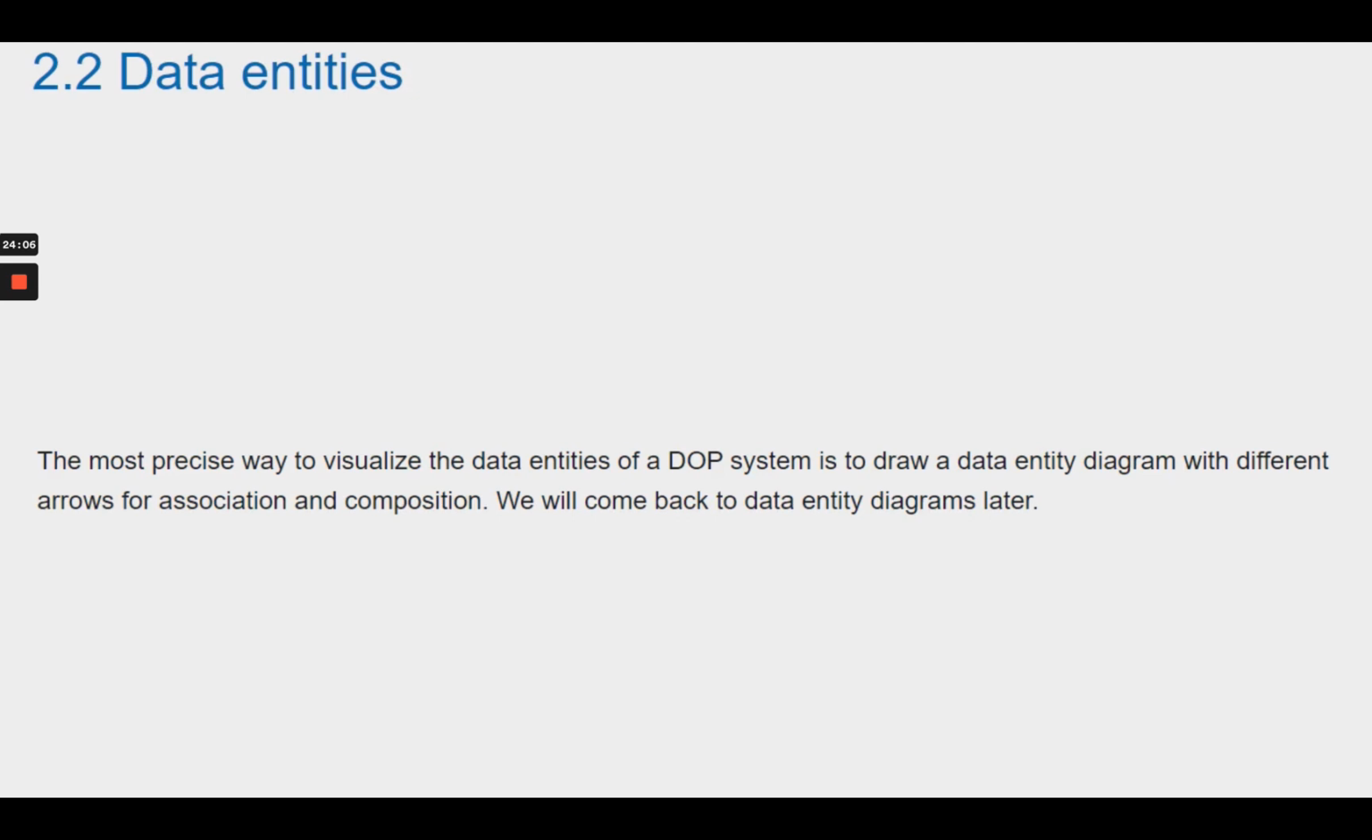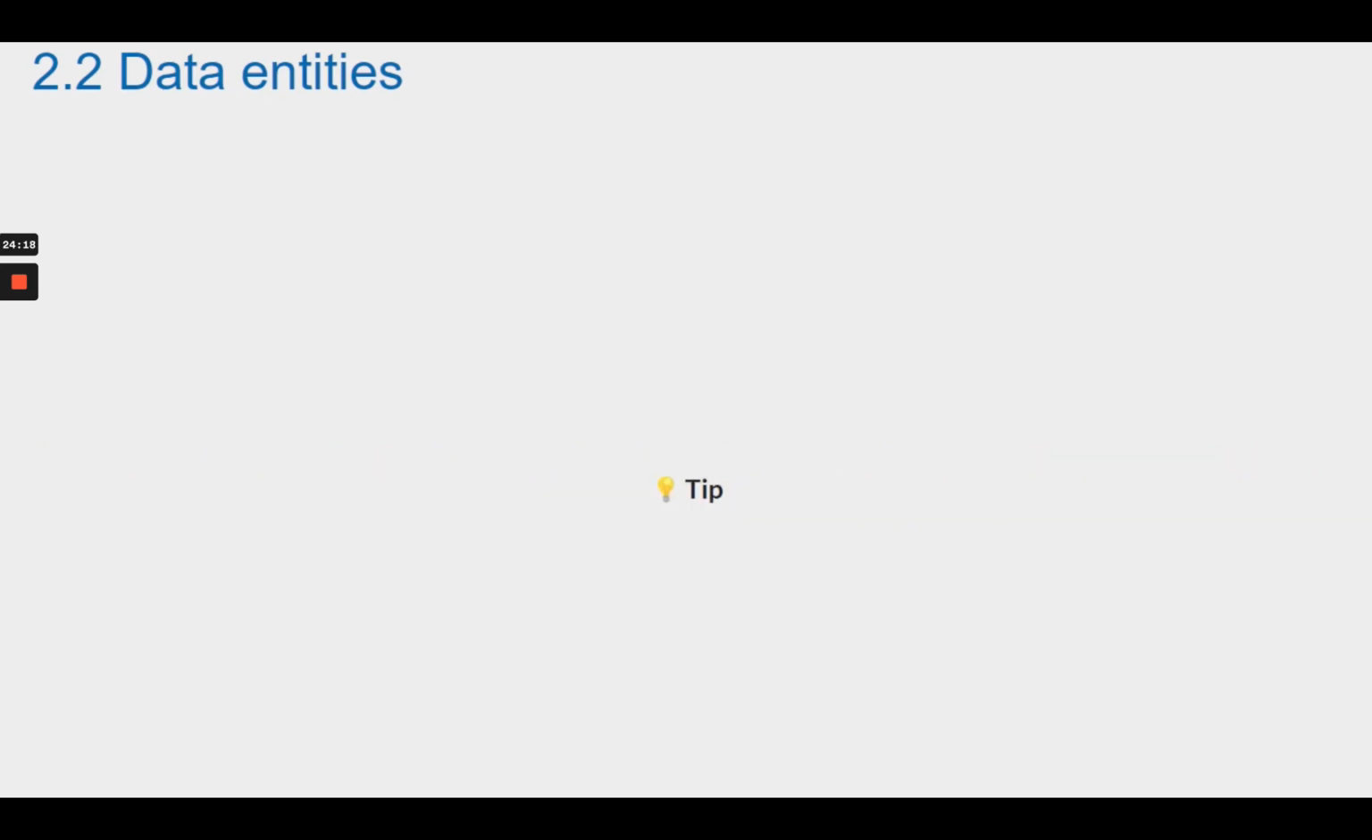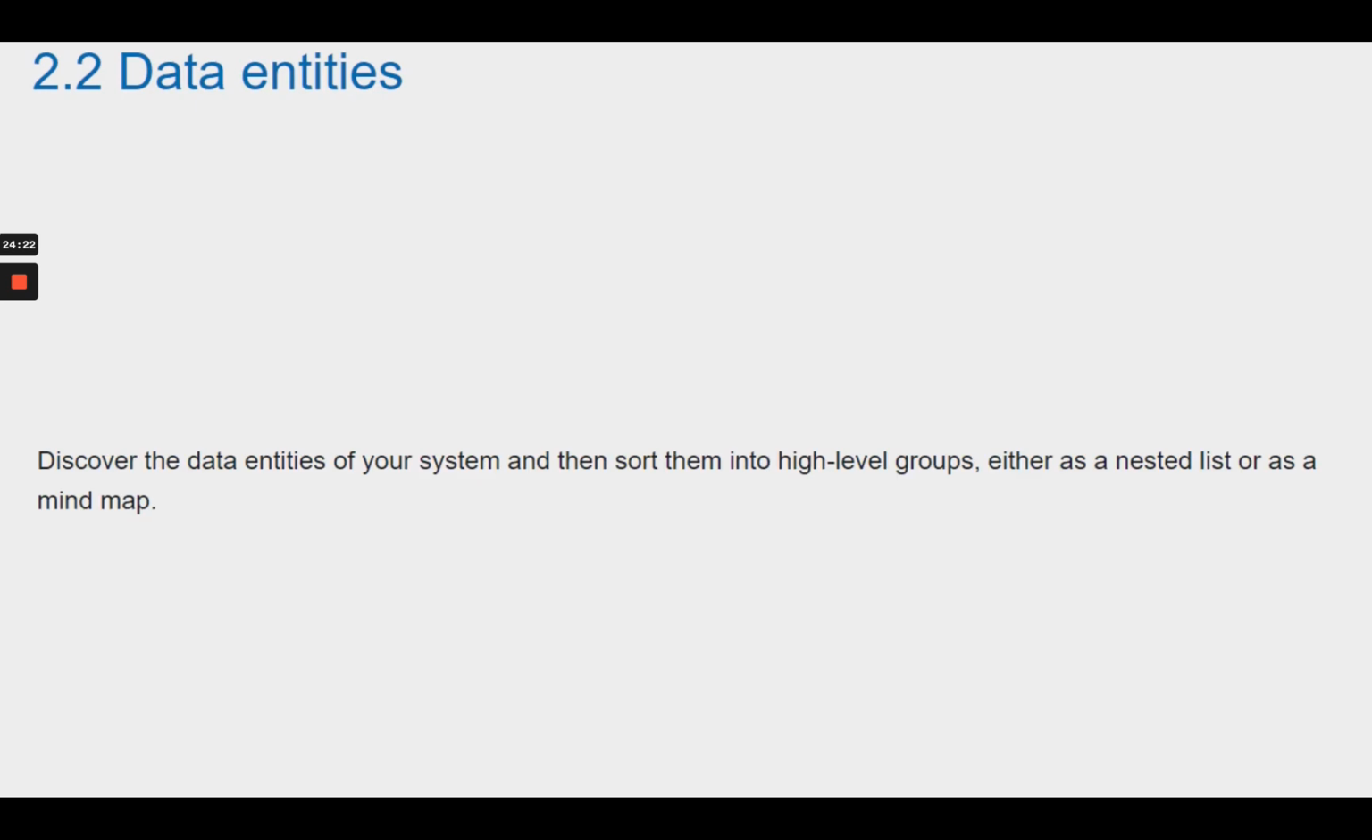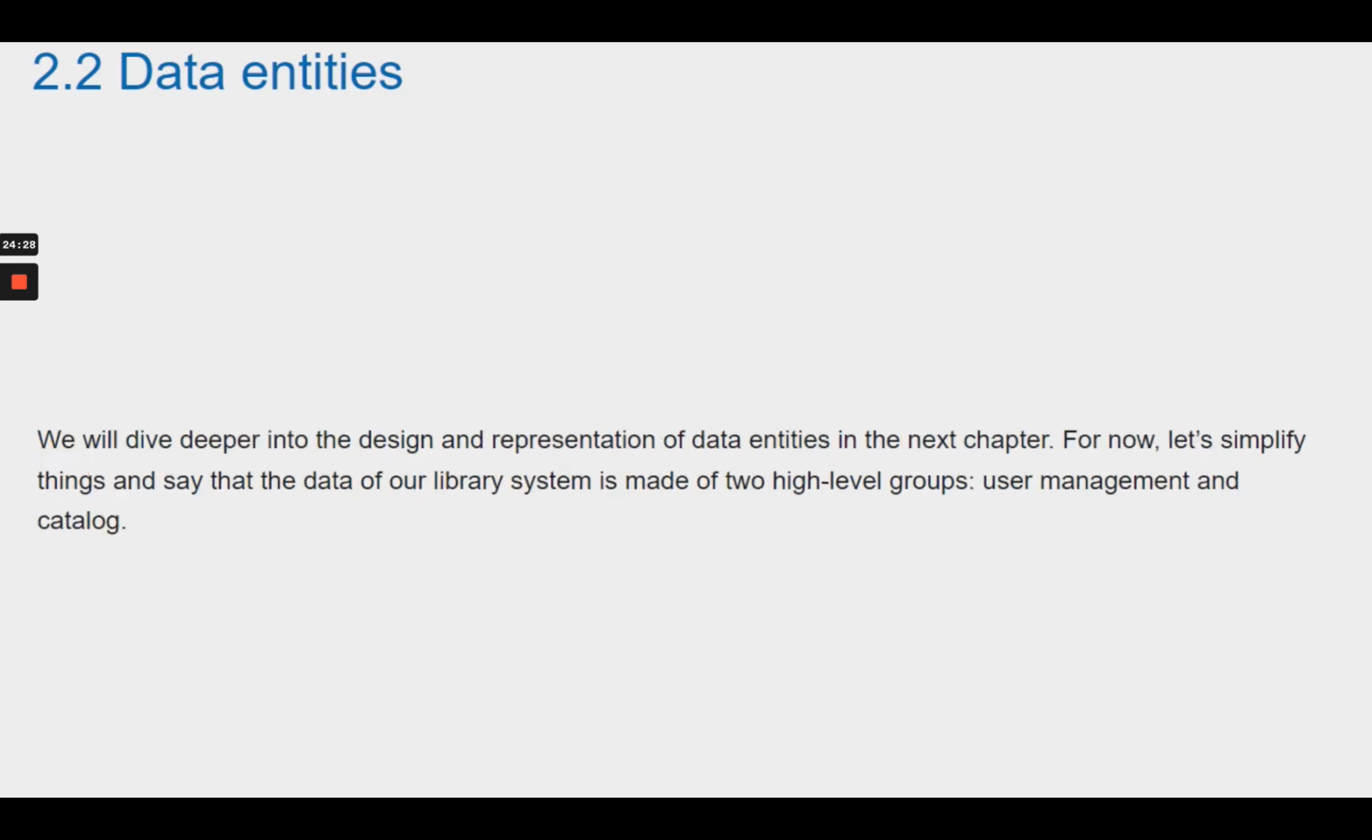The most precise way to visualize the data entities of a DOP system is to draw a data entity diagram with different arrows for association and composition. We will come back to data entity diagrams later. Tip: discover the data entities of your system and then sort them into high-level groups, either as a nested list or as a mind map.